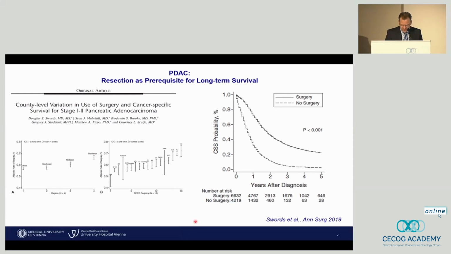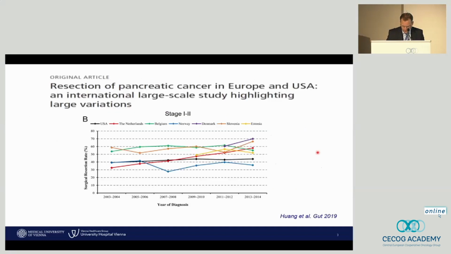If you look at this data from the United States, you see that even in stage 1 and 2 pancreatic cancer, survival without surgery is basically zero after 5 years, whereas it is around 20% with surgery. If we look at this international study, we see that in stage 1 and 2 pancreatic cancer, resectability rates range between 30 and 70% with a slight increase over time, but this means that a large part of patients with stage 1 and 2 pancreatic cancer do not receive surgery. Stage 1 and 2 pancreatic cancer is not early pancreatic cancer. Stage 2 can already be borderline resectable with venous infiltration.